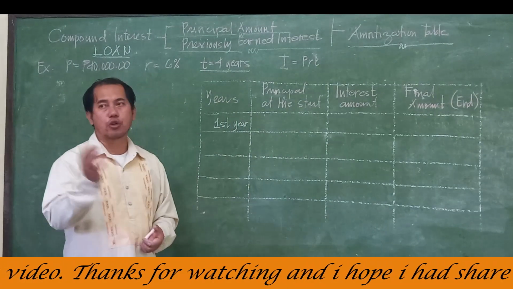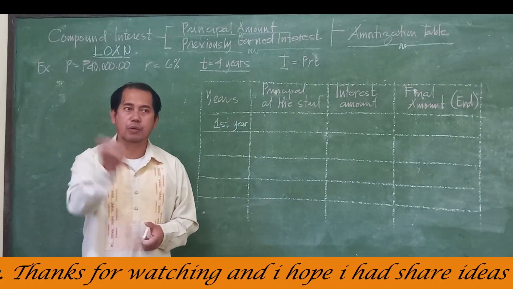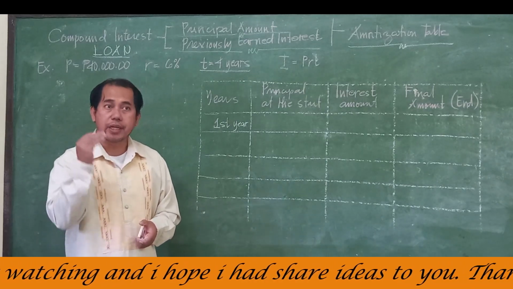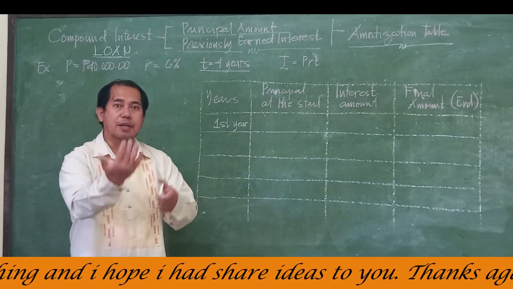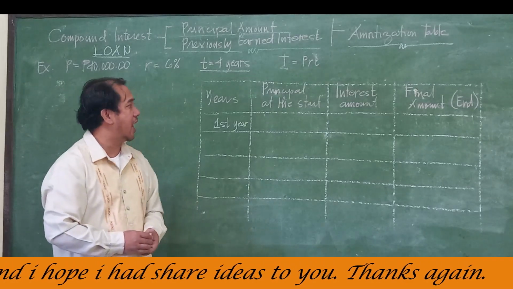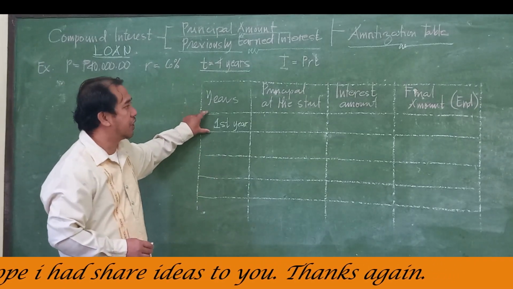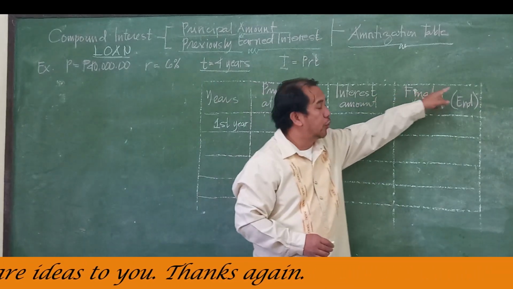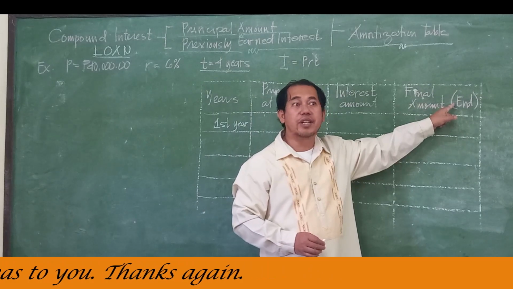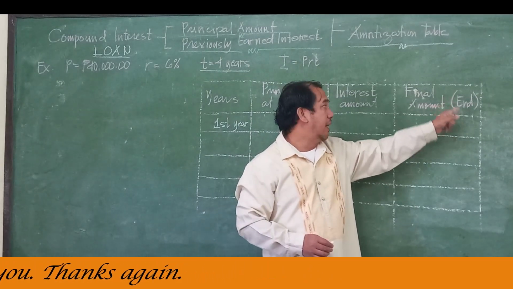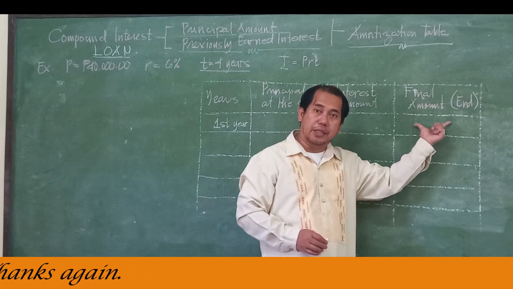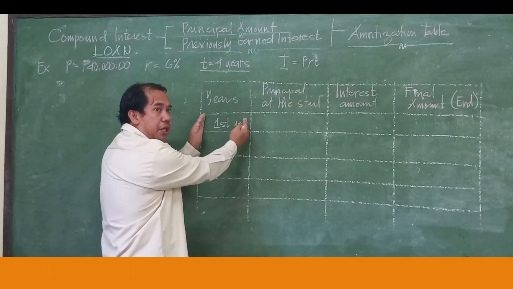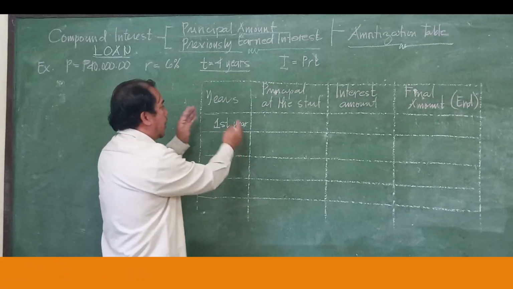And so, this is the first question: what is the interest, and at the same time, the final amount at the end of the first year? Notice, in my final amount column I included the word end for you to understand that the amount to be written in here is at the end of the given first year. You follow?